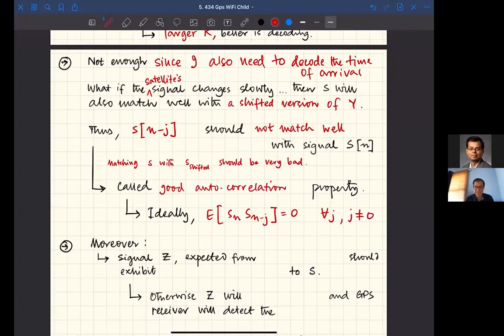What is the expectation of Sn and Sn minus j? For all possible Sn and all shifted values of Sn, if you take that dot product where the shift can be shift by 1, shift by 2, shift can be for any value of j, for that Sn and the shifted value of Sn, that product in expectation should be 0. Right? These are good autocorrelation signals. So the satellite should send signals that have good autocorrelation property. That means if you take a shifted version and if you multiply, that should have a very low value.